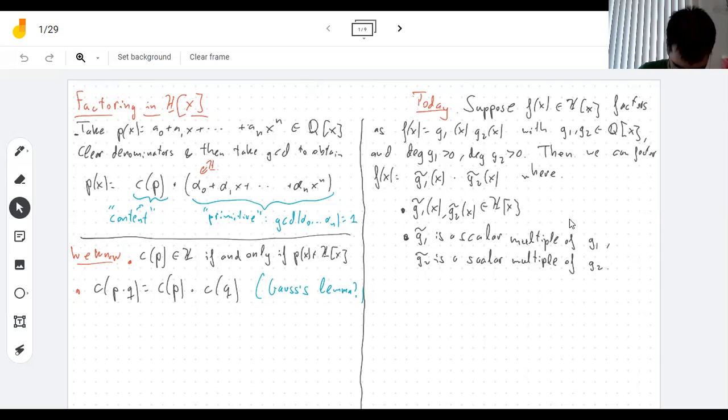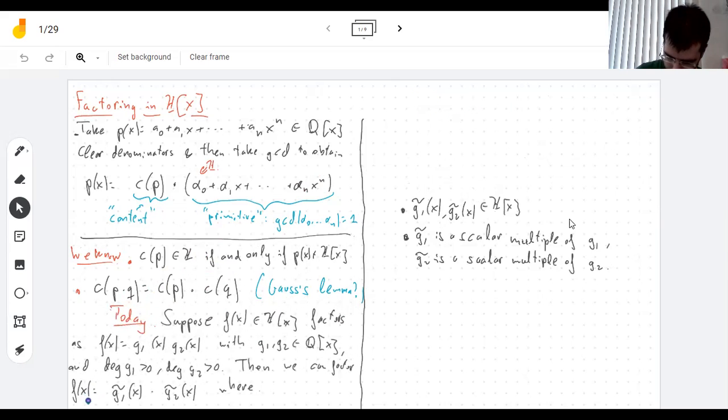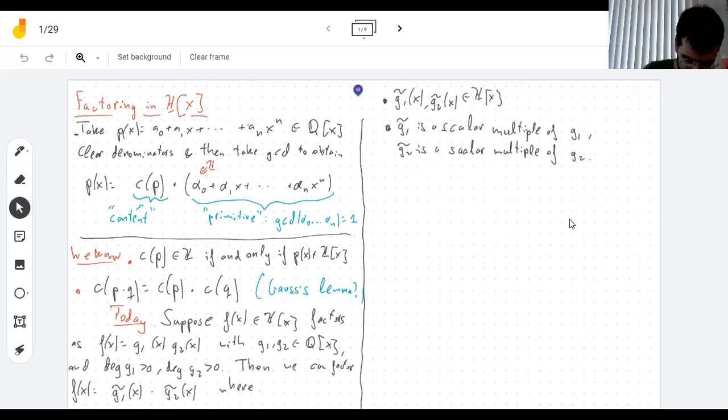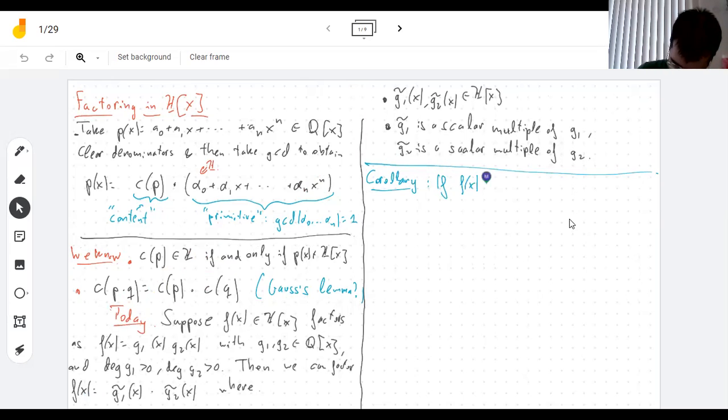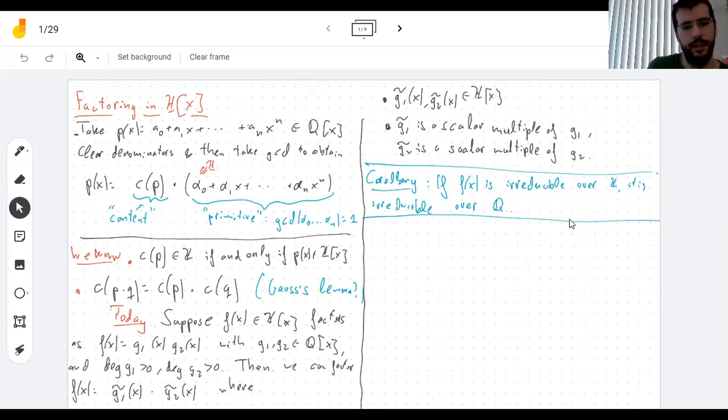Let's see. So as a corollary, before we prove it, if F is irreducible over Z, it is irreducible over Q, which was the complicated part of this equivalence. And irreducible means not a product of polynomials of positive degree. It could be a product of a number by a polynomial, of course. Okay, any questions on the statement?